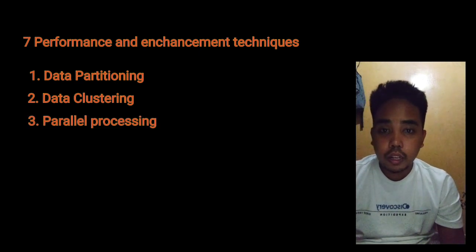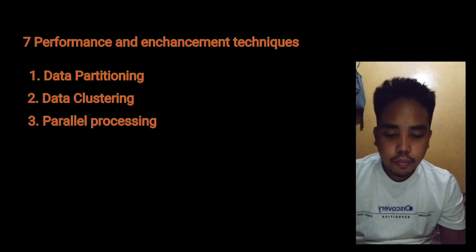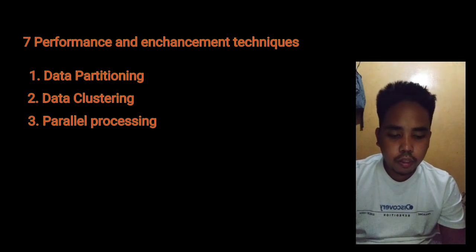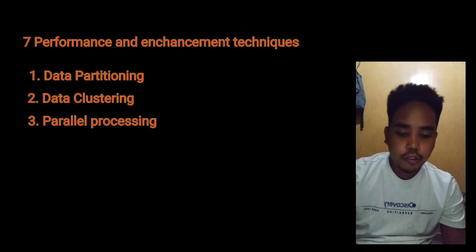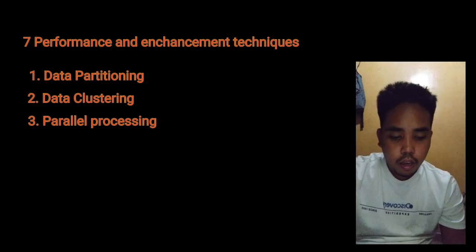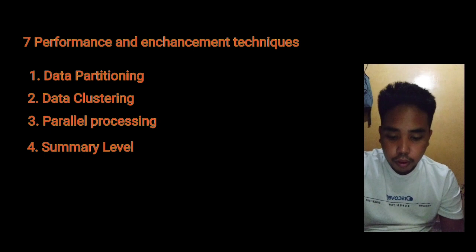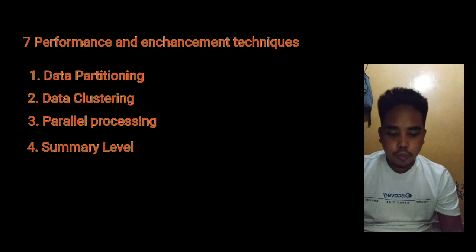So next is parallel processing. It is a method in computing in which separate parts of an overall complex task are broken up and run simultaneously on multiple CPUs. Next is summary levels. If the users frequently request weekly sales information, then consider keeping another summary at the weekly level.